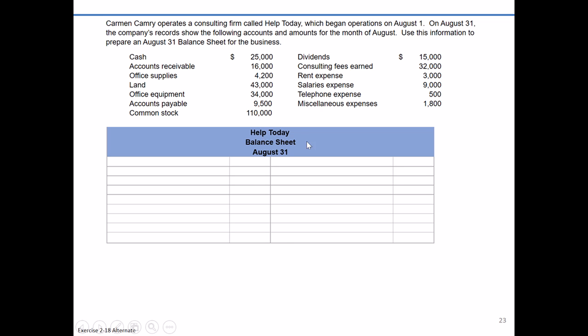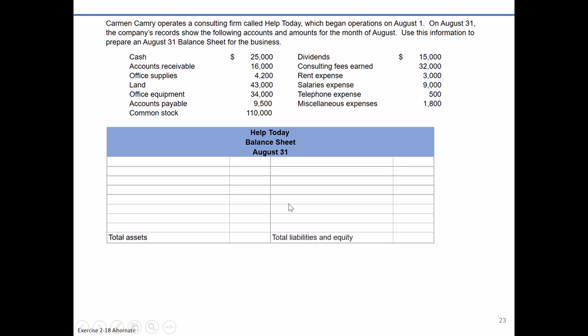Start out similar: we indicate the company name, Help Today. Then we indicate which financial statement we're preparing, the balance sheet, but instead of for the month ended August 31st, a very subtle distinction, this is a point in time of the balances of these accounts as of August 31st, not over a period of time.